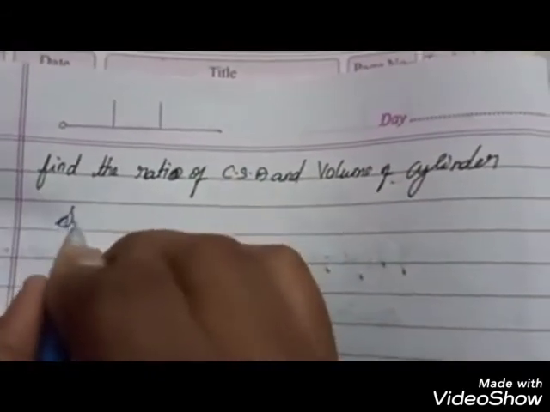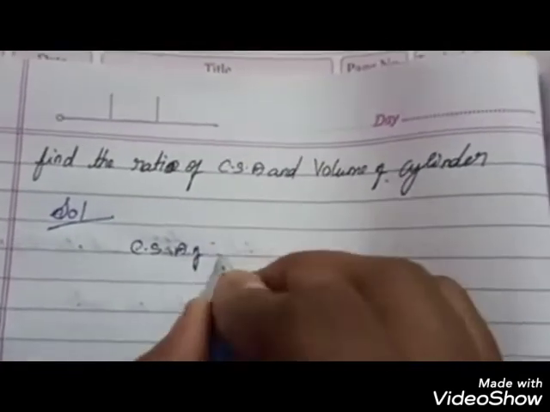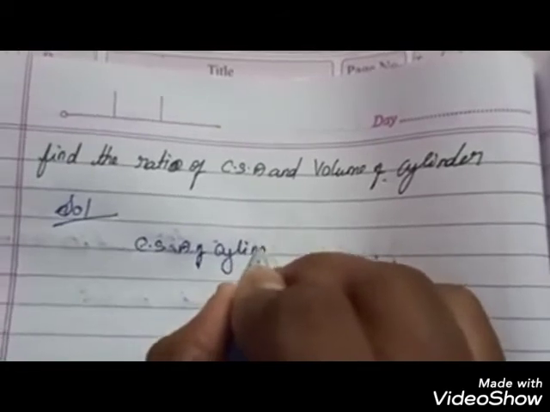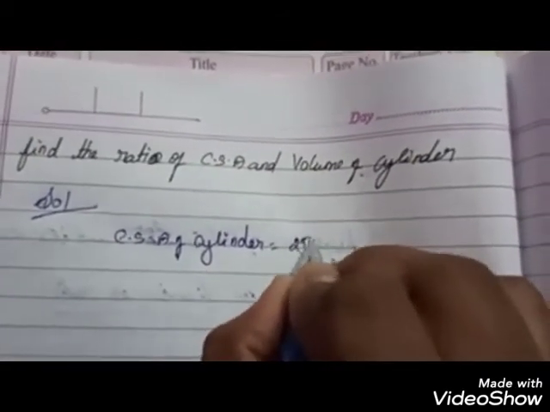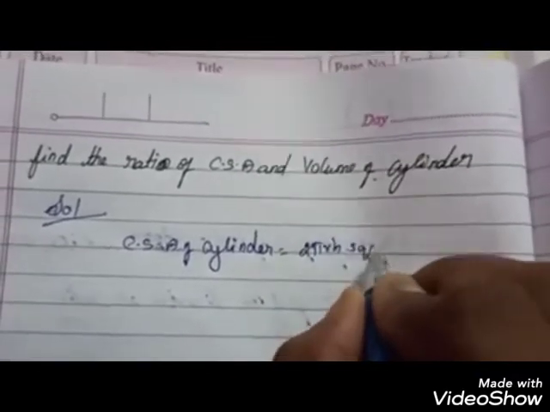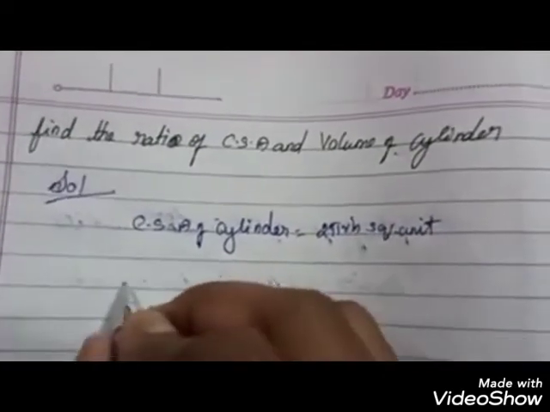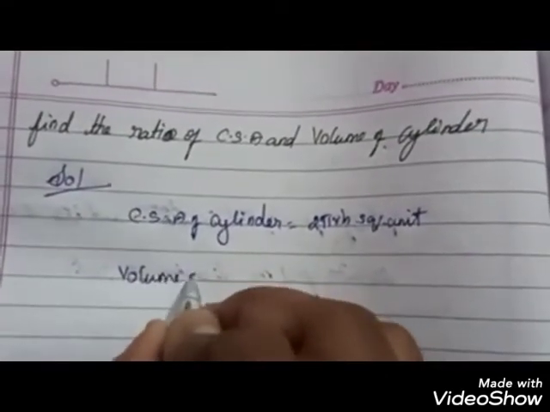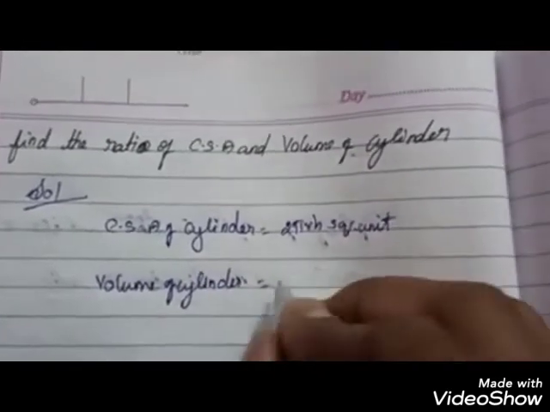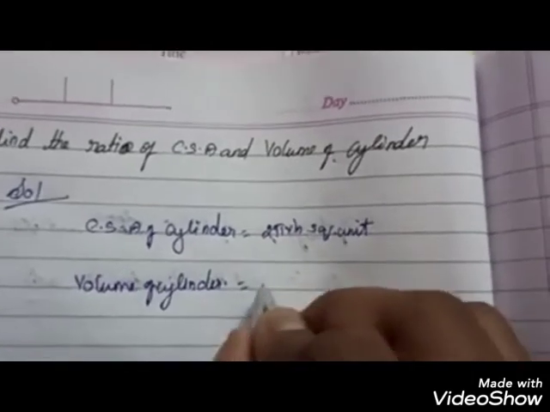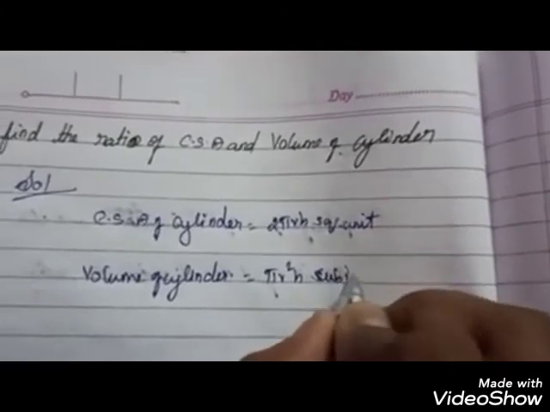How is it possible? First you need to take the CSA of a cylinder. What is the formula for this? 2 pi r h square unit. And next you take the volume. Volume of the cylinder is equal to pi r square h cubic unit.